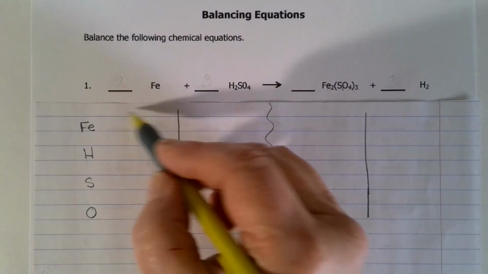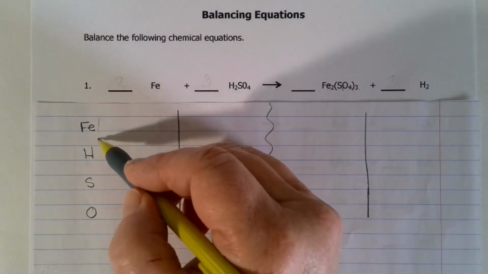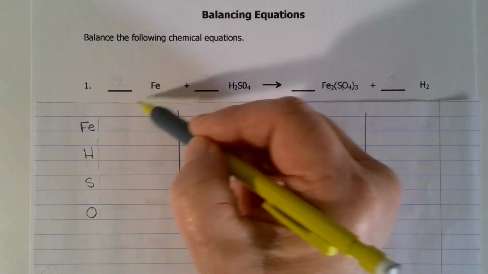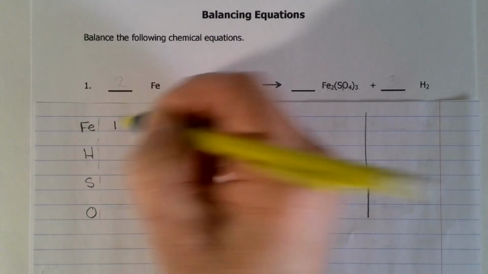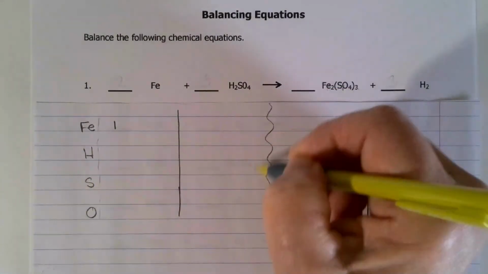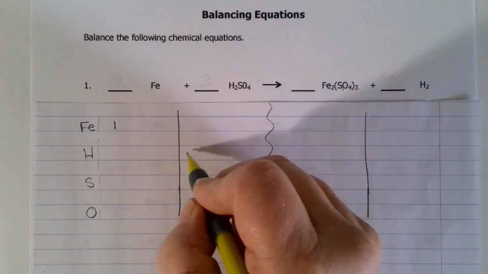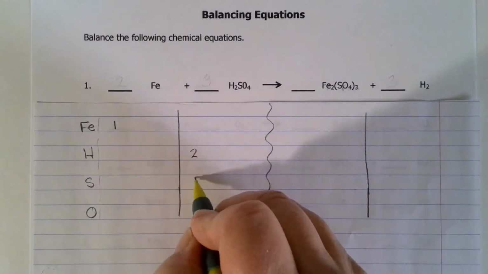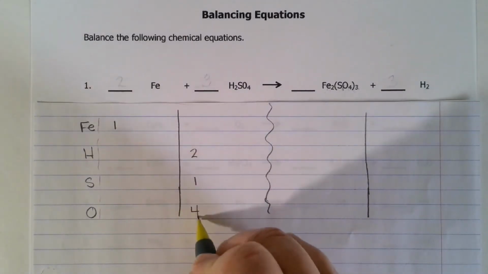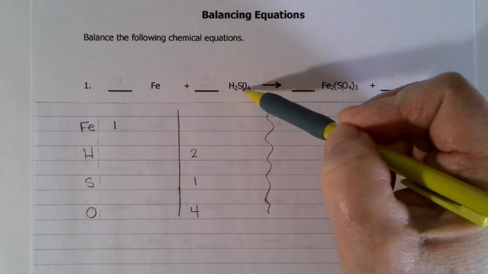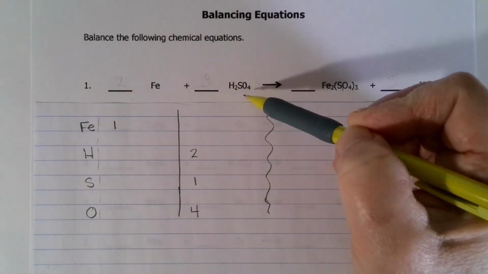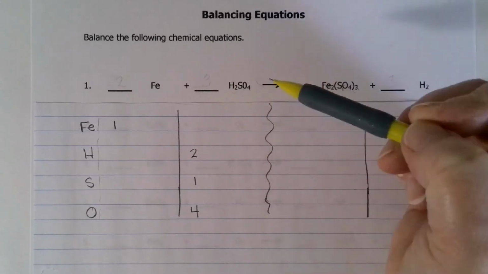In this column, I'm going to put a little dotted line here. In this column right here, I want to count how many irons I have. Well, I have 1 iron. And then in this column, I'm going to show I have 2 hydrogen, 1 sulfur, and 4 oxygen. Let's go through that. I have 2 hydrogen, 1 sulfur, even though there's not a number there, it's understood to be 1, and 4 oxygen.